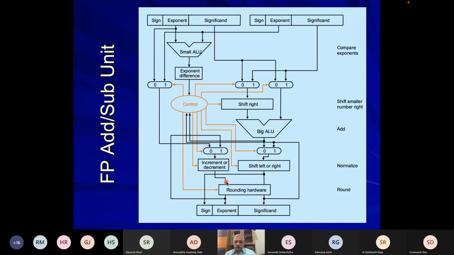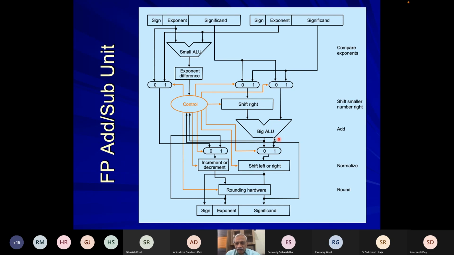The hardware structure of a floating point adder subtractor unit is something like this. The central part is this big ALU. Why we are calling it big is that this is the one which deals with the fractions. And then there is a small ALU which deals with the exponent, because exponents have fewer bits, fractions have more bits.